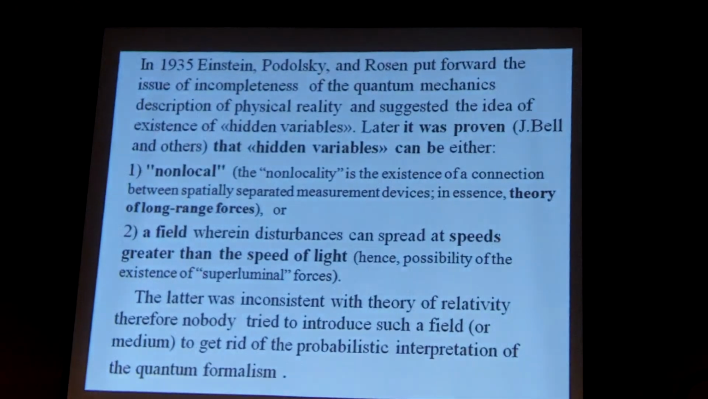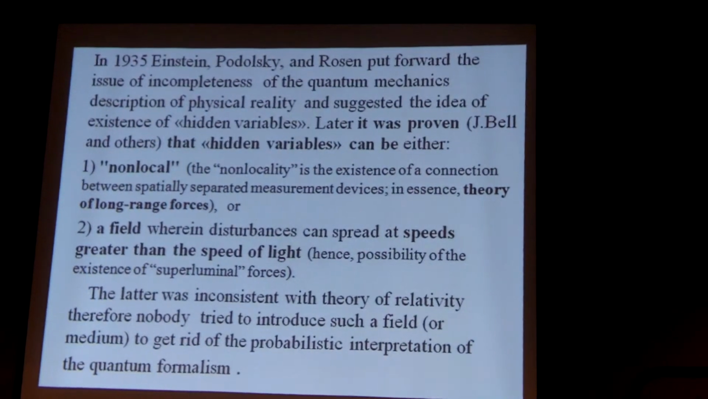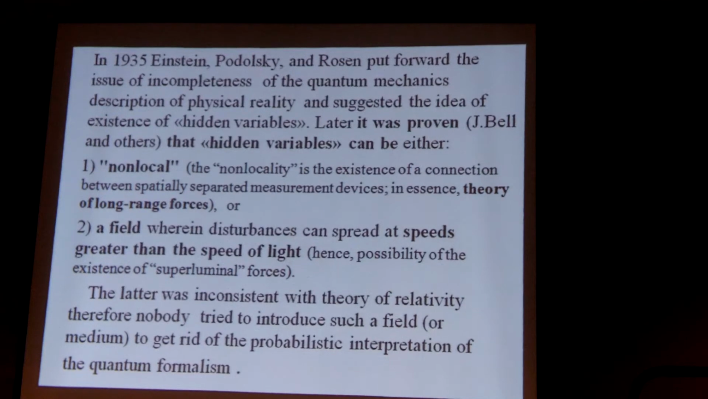In 1935, Einstein, Podolsky, and Rosen put forward the issue of incompleteness of the quantum mechanical description of physical reality and suggested the idea of the existence of hidden variables. And it was proven that hidden variables can be non-local. Non-locality, the existence of a connection between separated measurement devices, is essential to the theory of long-range forces, or a field wherein disturbance can spread at speeds greater than the speed of light. The latter was inconsistent with the theory of relativity. Furthermore, nobody tried to introduce such a field or medium to get rid of the probabilistic interpretation of quantum formalism.